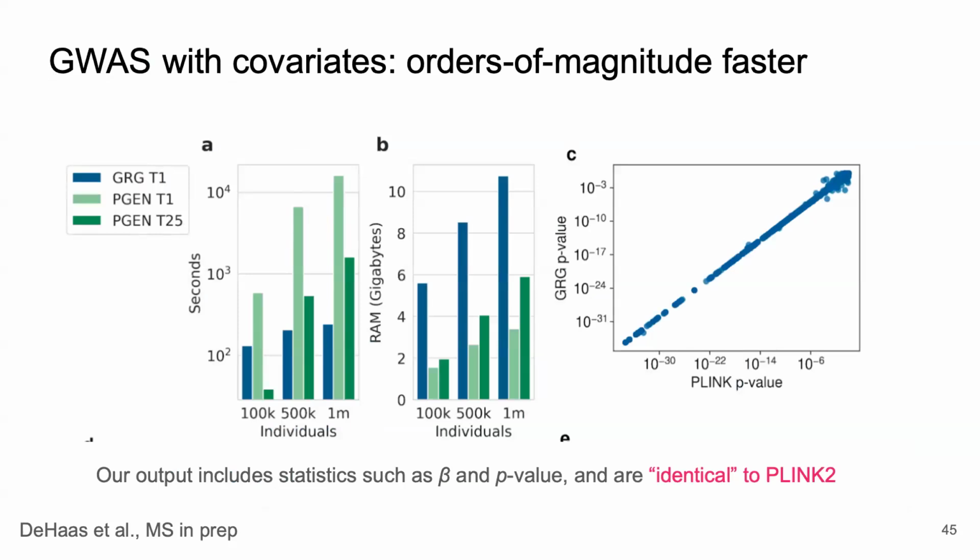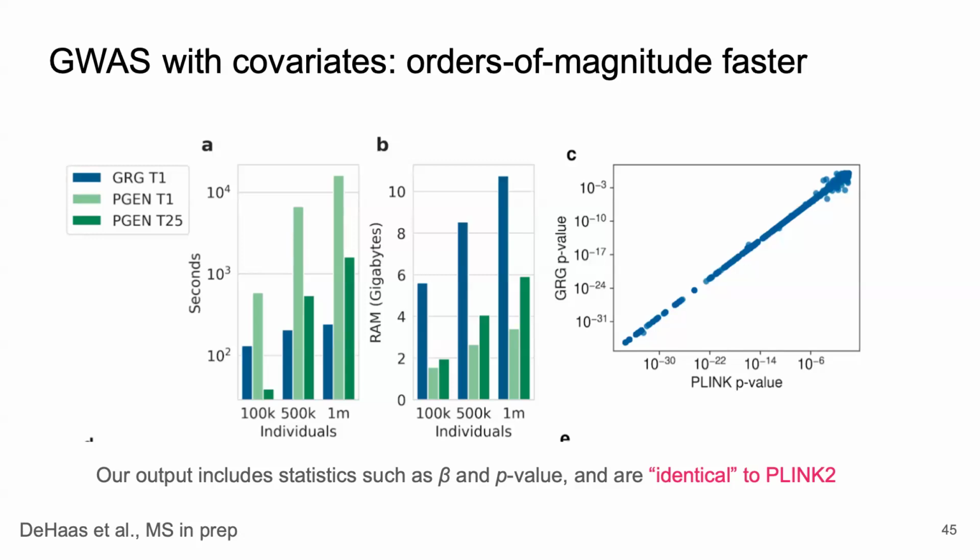So I'm going to show you how much it can speed things up. This is for doing GWAS with covariates, comparing with Plink 2 using PGEN. When we use one thread, we're comparing this blue bar with this green bar. The x-axis is the number of samples from 100,000 to 1 million, and the y-axis is in log scale. You can see that when the sample size is large, we're more than 100 times faster than using PGEN. And if we give PGEN 25 threads, we're still faster using a single thread.